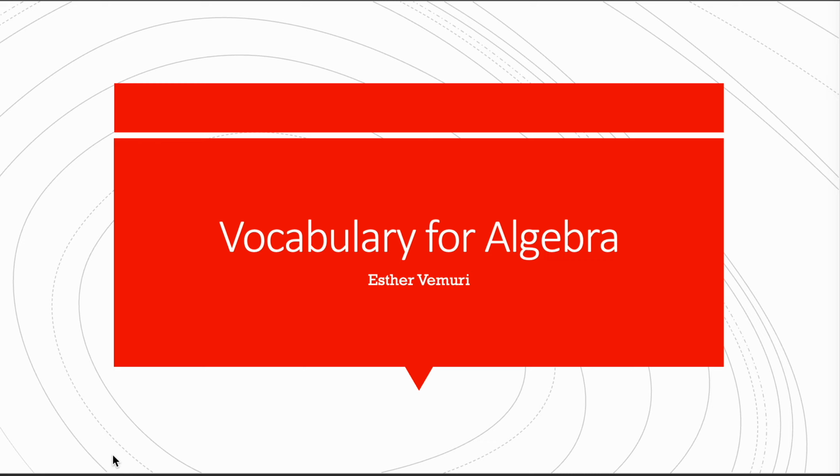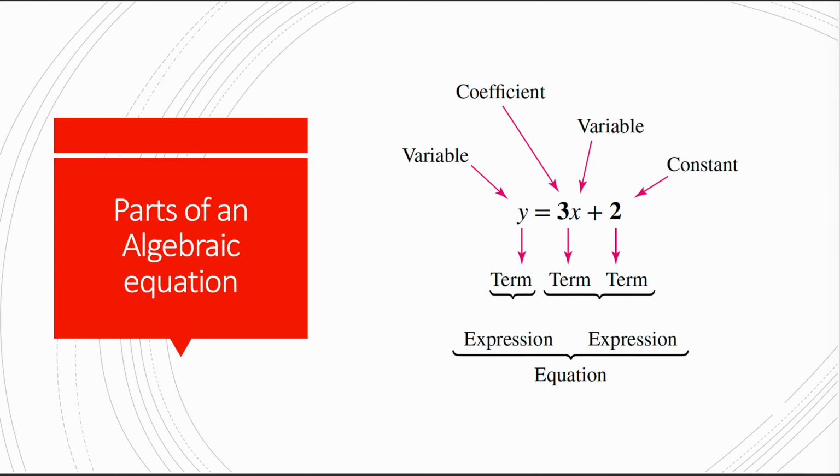Hello everyone, in this video I'm going to talk about the important vocabulary terms that you need to know in order to understand algebra. Alright, so parts of an algebraic equation. On the screen here you see an equation, y equals 3x plus 2. Now what does each one represent?